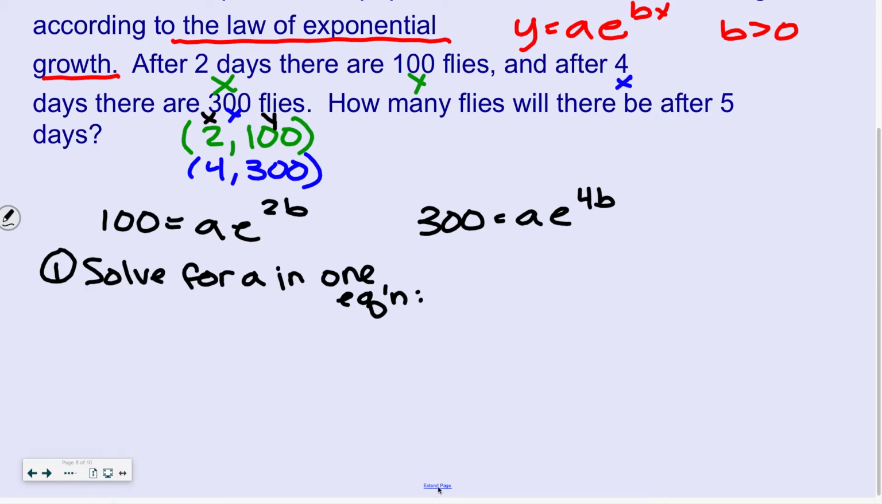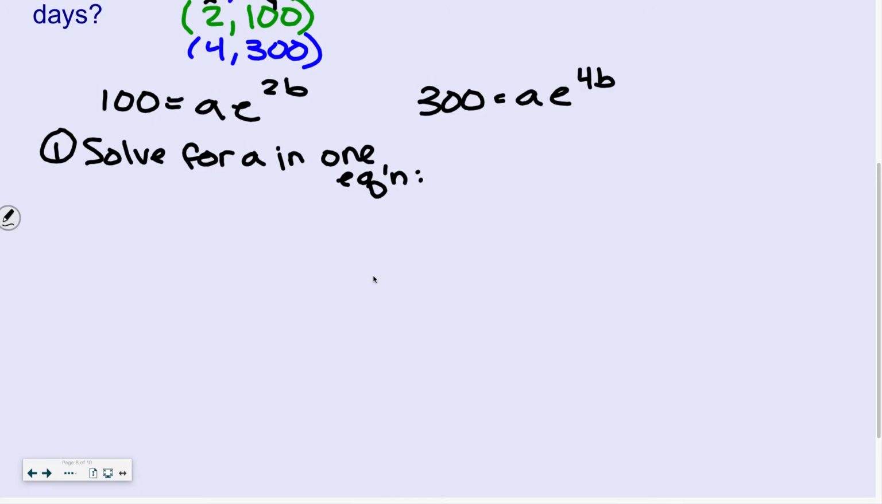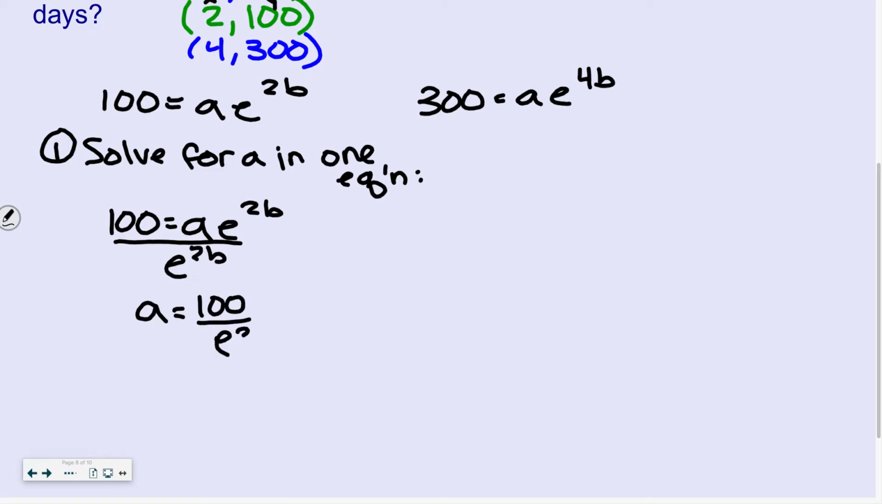So I'm going to write 100 equals A E to the 2B. A is being multiplied by E to the 2B. How do I get A all by itself? Divide by E to the 2B. So A equals 100 divided by E to the 2B. I'd like A to be a number. Unfortunately, it's not because I don't know what B is. If I knew B, then I could find A.